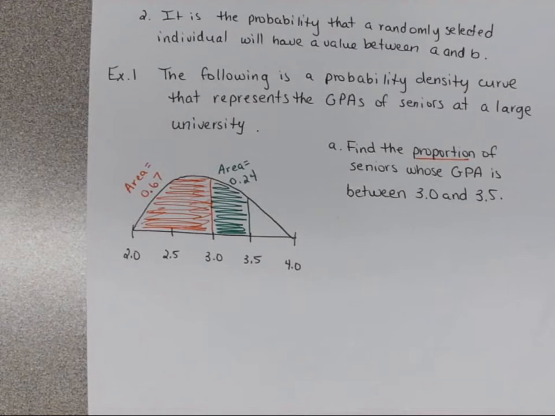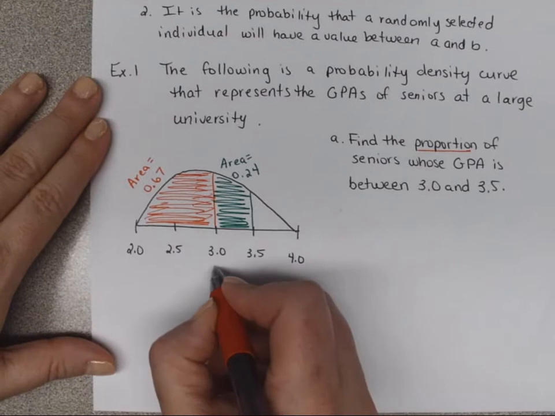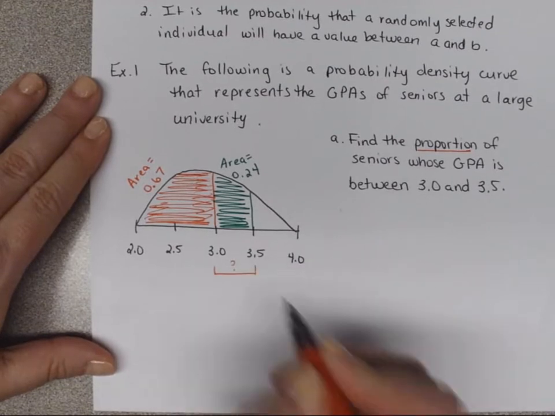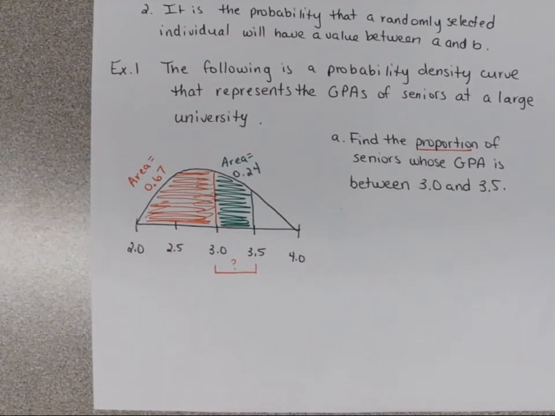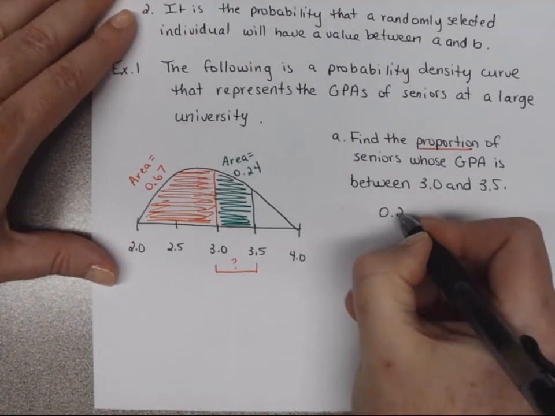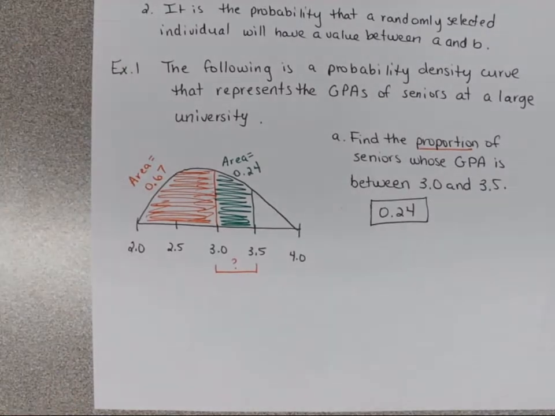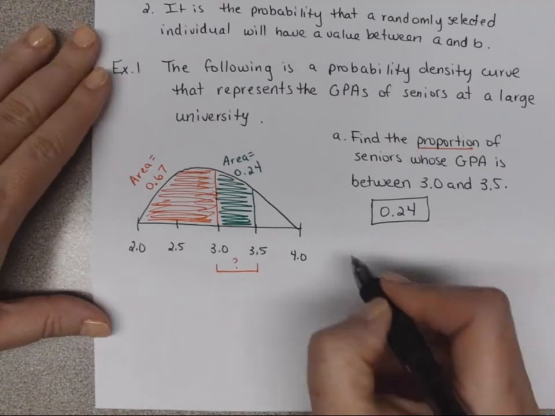two things that this probability density curve gives us, right? It gives us the proportion of the population whose values are between two values, or the probability. Okay, so notice if I want to know this, I'm asking you about what's the proportion in between 3.0 and 3.5. The answer is just simply 0.24, the given area that I gave you there. Okay, so that's one interpretation of area. It's the proportion of, in this case, seniors whose GPA falls between those two values.